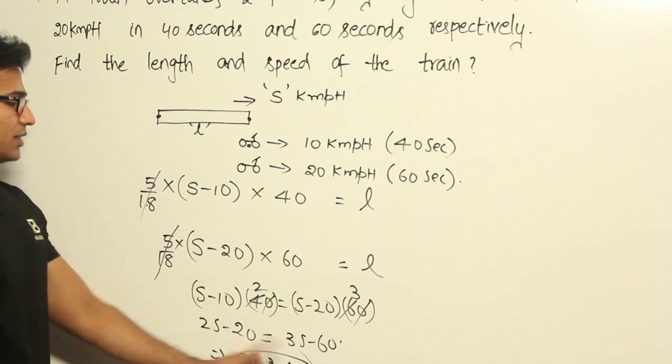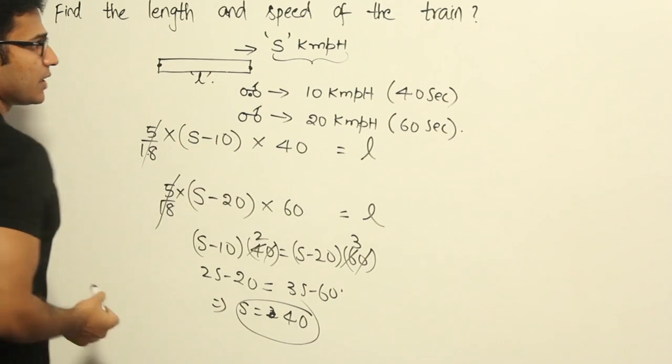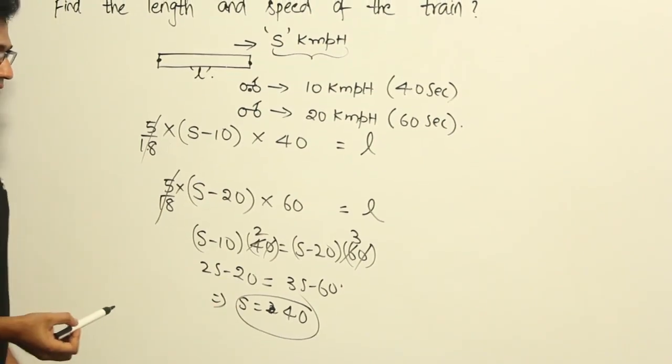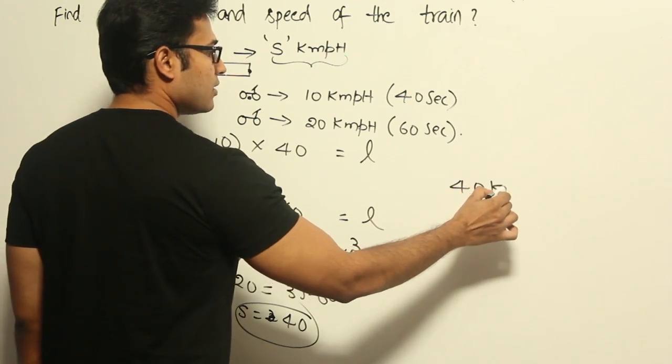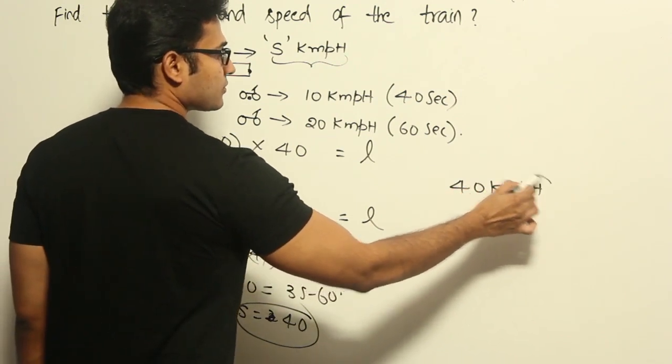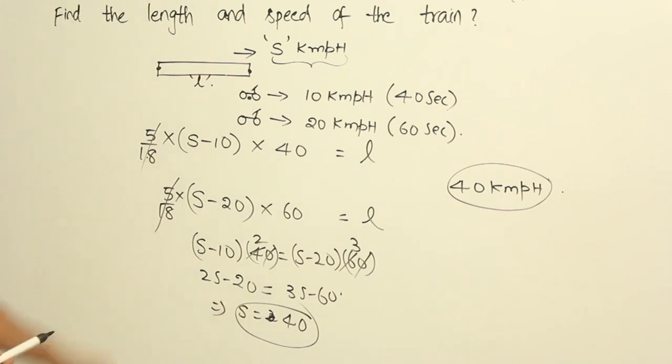Right? So what is S? S is the speed of the train. We initially assumed that the speed of the train is S kilometers per hour, and we found out that S is 40. Therefore, the speed of the train is going to be 40 kilometers per hour. Got it? Now after getting the speed, you can find out the length.